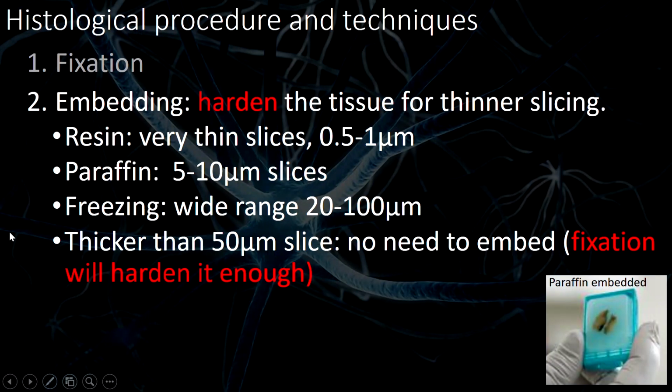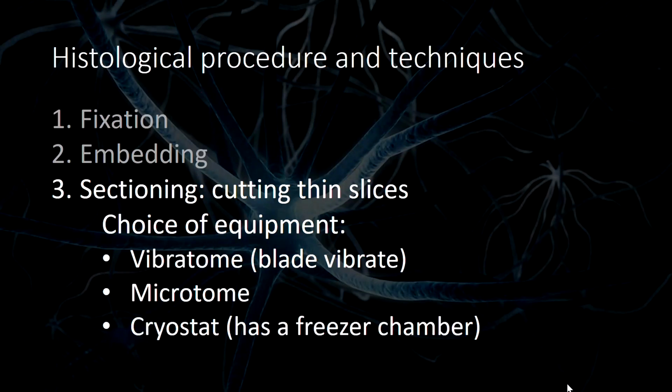And if you need a thicker slice, like the slice that we use in our lab, which is 50 micron, you don't need to embed. The formalin fixation will harden it enough so we can make a 50 micron slice. And then you can section your tissue, which means to thin slice the tissue that you collected.